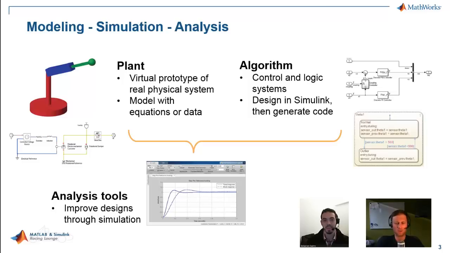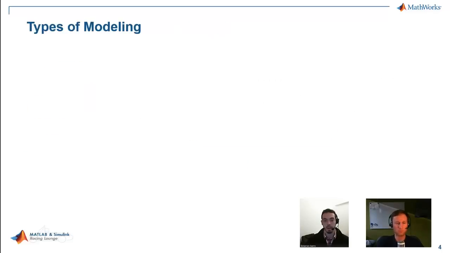Exactly, yep. So again, the plant could be a car, it could be an engine, or it could be something that we'll look at for this session, which is going to be a suspension model. Before we get into that, let's talk about the different types of modeling for physical systems, because there are quite a few different ways you can do this.